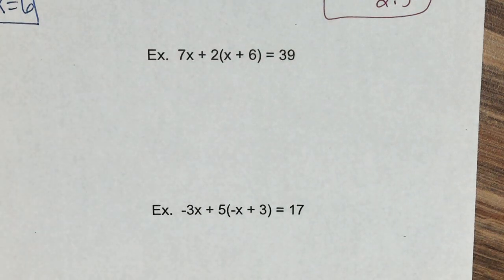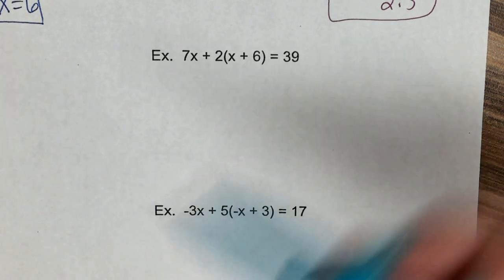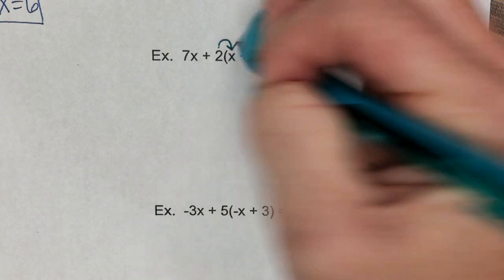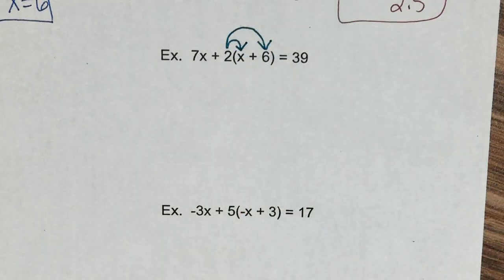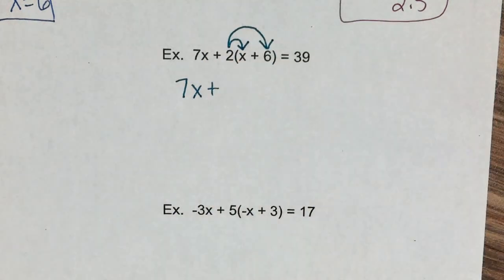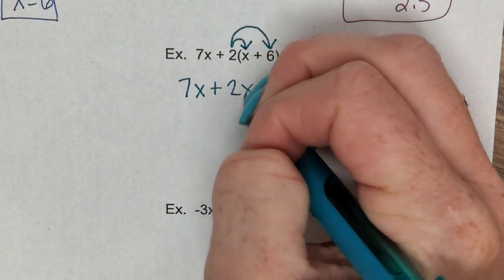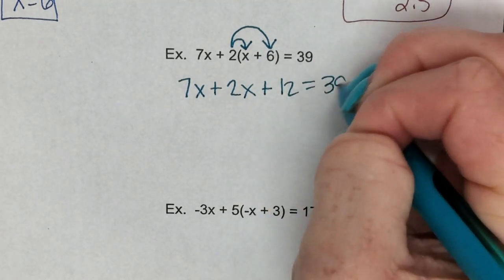Are there any parentheses I have to deal with? Yes, so I have to do that first by doing distributive property. What am I going to distribute here? The 2 needs to be distributed to the x, and the 2 needs to be distributed to the 6. The 7x is just going to be written first. So I have 7x plus, what is 2 times x? 2x. Plus, what is 2 times 6? 12 equals 39.